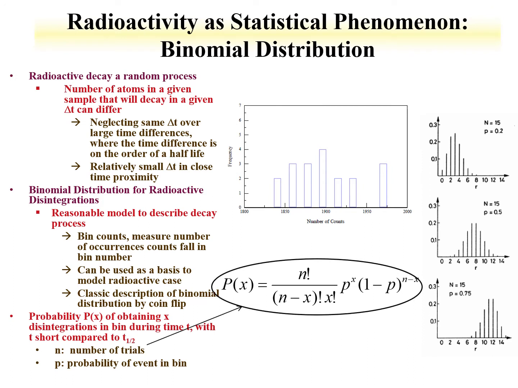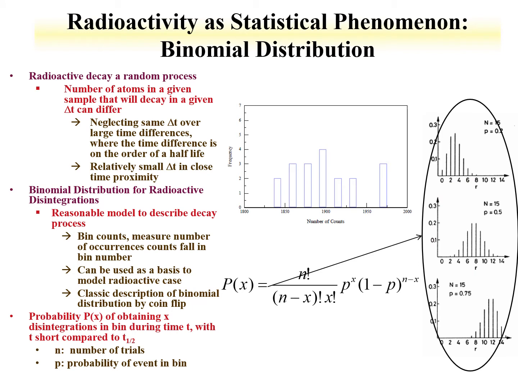The probability of obtaining x disintegrations in a bin, during a time that is short compared to the half-life, is given by this equation, where n is the number of trials and p is the probability of an event in that bin. So it's a relatively reasonable equation. We can use that to help us describe and explain radioactive decay. And we have some examples of different binomial distributions shown here. These are all derived from this equation.